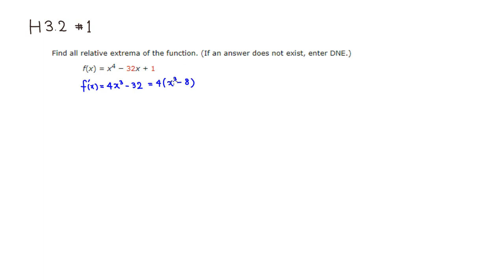If you set this equal to 0, we know that x cubed must be equal to 8. Then we can just take the cube root of both sides, so x equals 2, and 2 is a critical number. Then we just need to do the number line.